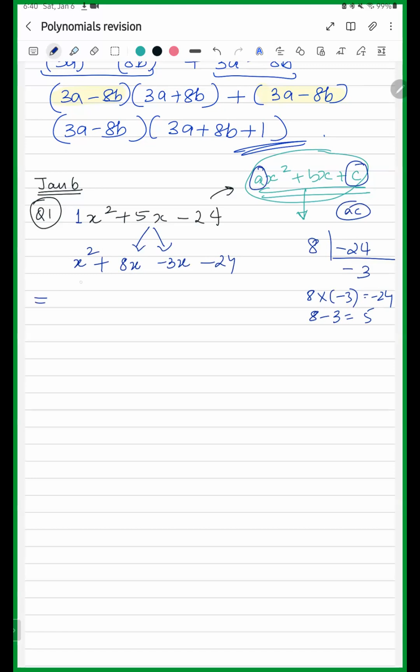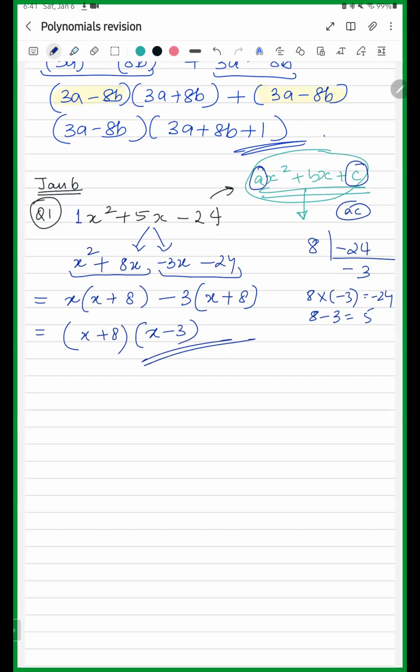So from these two terms, what can you take common? From the first two terms, you can take x as common. And then in the bracket, we have x plus 8. The next two terms, you can take minus 3 as common. In the bracket, you have x plus 8. Why plus? Because from here, you have already taken the negative sign common, right? So you're left with a positive. So what is the common bracket here? It is x plus 8. And what is left, if you take away that bracket, it is x minus 3. So this is the factorization of this question.